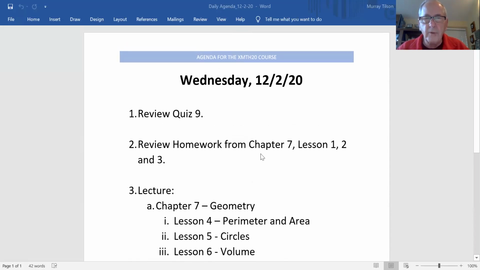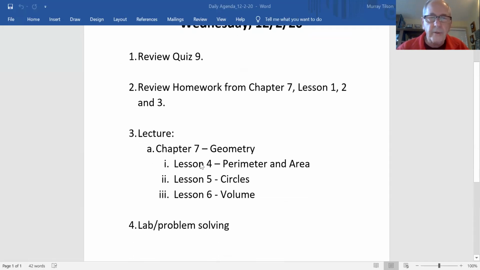It was hard for most people, so I'll go over it in some detail to try to give you one more chance of understanding it. Hopefully, it'll help. We'll review any homework in chapter 7, lessons 1, 2, and 3, and this whole chapter is on geometry. Then we'll do the lecture, and it'll be lessons 4, 5, and 6 on perimeter and area, circles and volume.